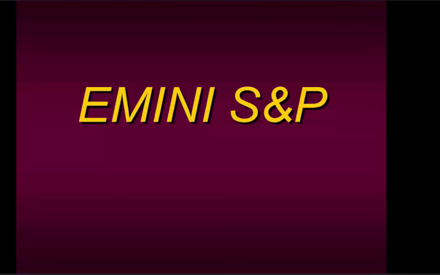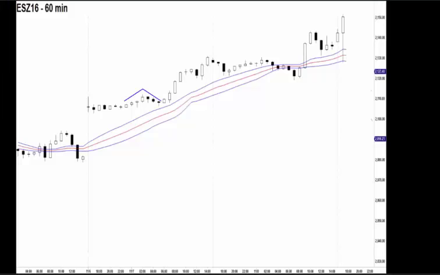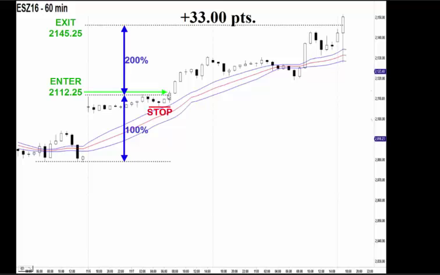Now let's look at the E-mini S&P because I know a lot of you trade that on an intraday basis. Here's a 60-minute chart, an older chart of last year. As you can see, we are above the Bollinger Bands. We have our short-term top created there. So you would have entered at 21.12 and a quarter. That's your range extension, and at the 200% range extension, by the end of the next day, that's 33 points. That's over $1,600 per contract.